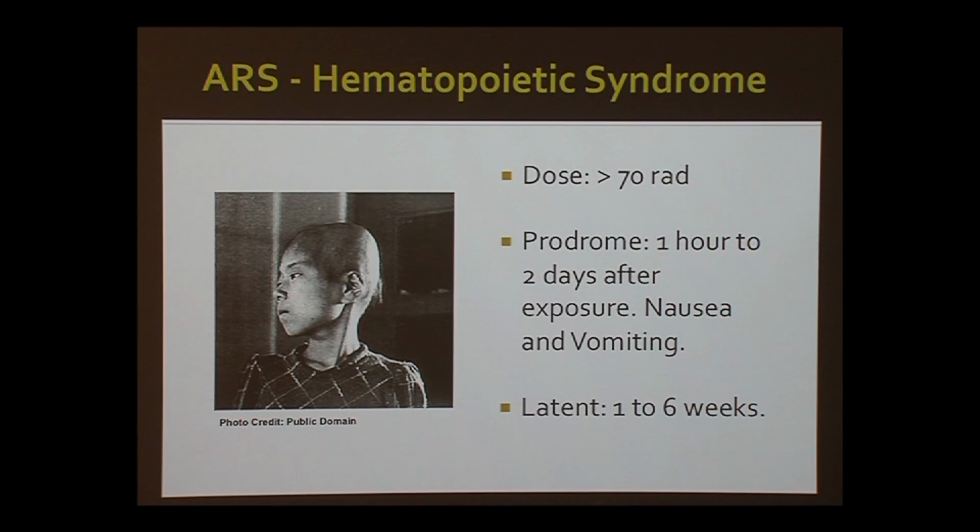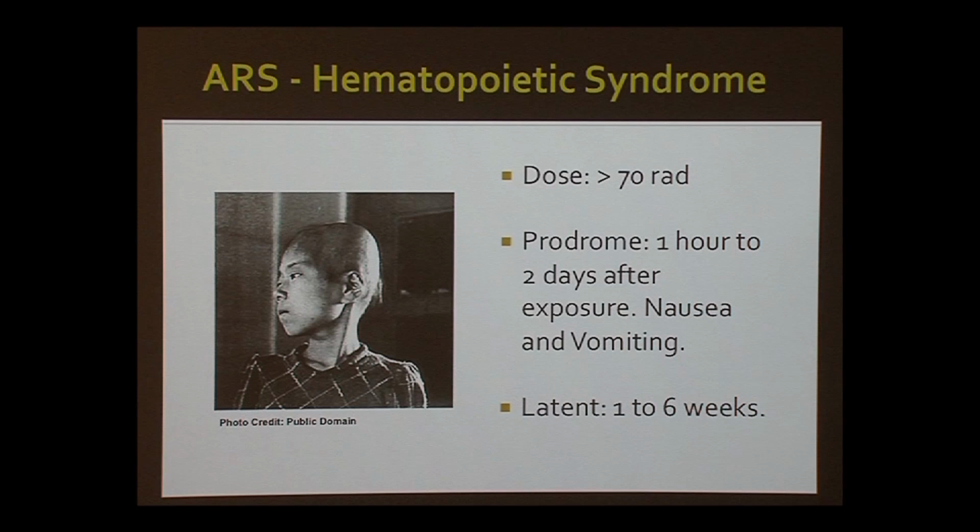So there's a few syndromes within acute radiation syndrome, and these are the dose-dependent syndromes. The lowest dose that you can receive that would lead to acute radiation syndrome affects your hematopoietic system, okay? So it's a hematopoietic syndrome. You receive a dose of radiation, something like 70 rads, and you have a prodrome. It can occur anywhere from 1 hour to a few days after the exposure, and you start with nausea and vomiting, okay?